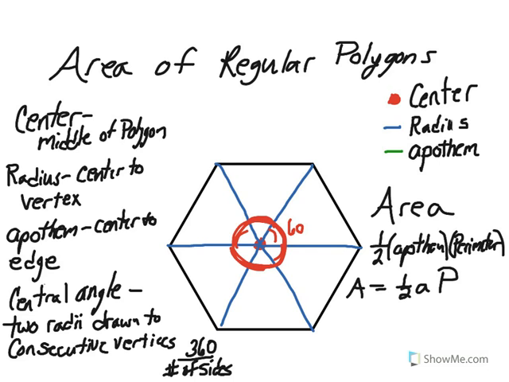So now onto the area. The area formula is 1/2 the apothem times the perimeter. That's 1/2 AP. Please pause the video and copy that into your notes.